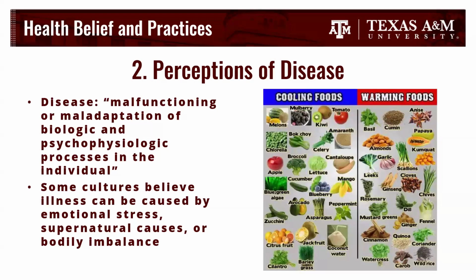Another is perception of disease. The book defines disease as malfunctioning or maladaptation of biologic and psychophysiologic processes in the individual. So in the book, they're seeing illness more about perception and disease more about the pathology, the actual biological things that are happening inside the person. These can be affected by culture as well. Cultures attribute disease to a lot of different things. It could be emotional stress, supernatural causes, bodily imbalance. There are also examples of different Asian countries that believe that certain foods are cooling and certain foods are warm or hot, and that it's important to have a certain balance in order to maintain health.